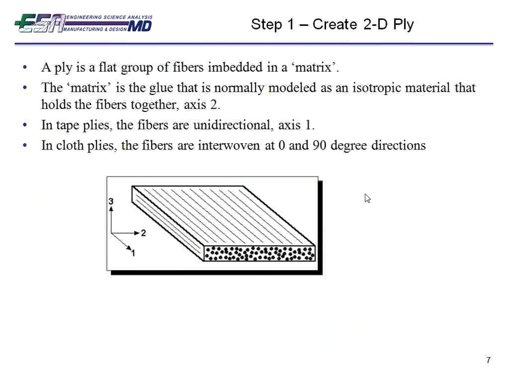A quick review. A ply is a flat group of fibers embedded in a matrix. The matrix is the glue that is normally modeled as an isotropic material that holds the fibers together. In our example today, we'll be using a tape ply, where the fibers are oriented in only one axis, versus cloth plies, where the fibers are woven together and are oriented in multiple directions.